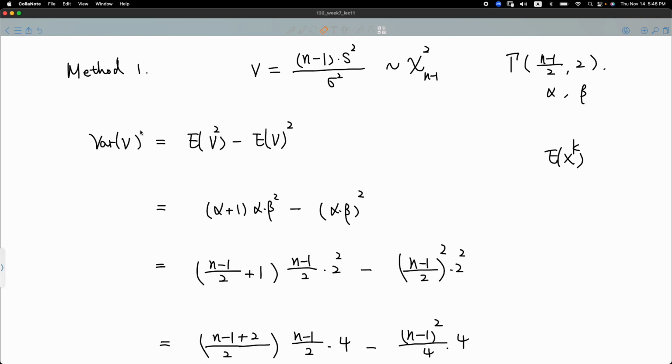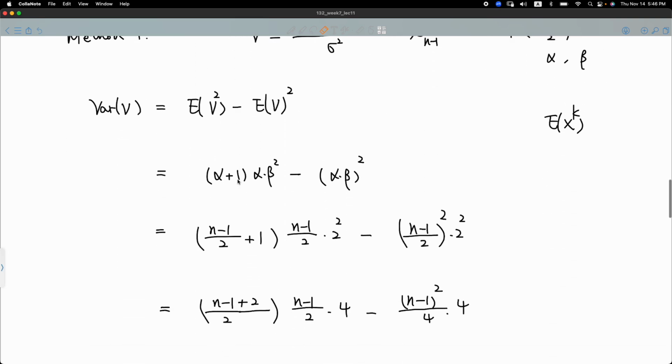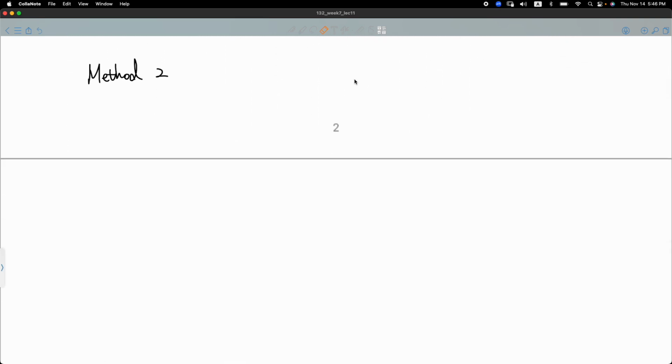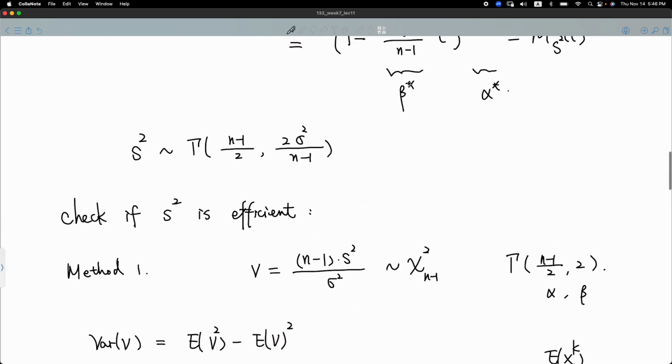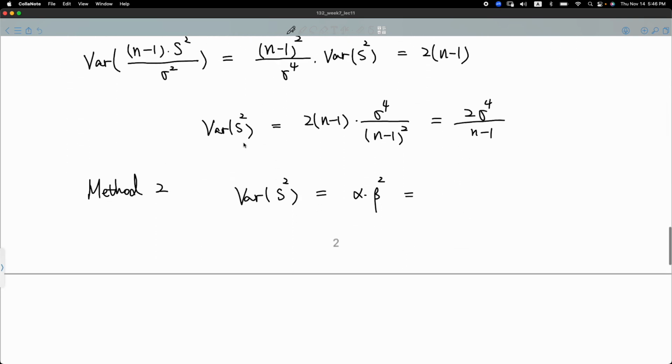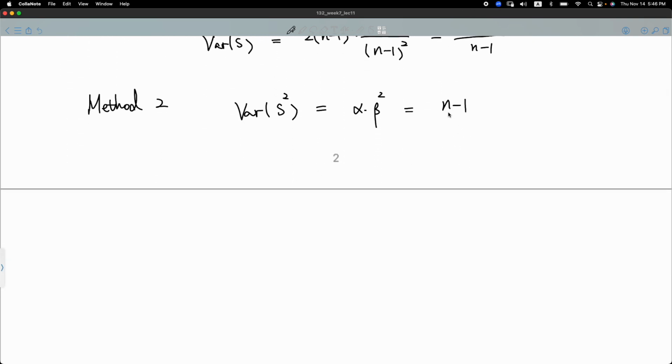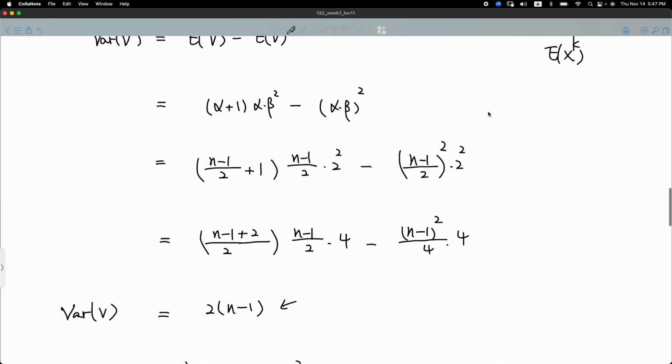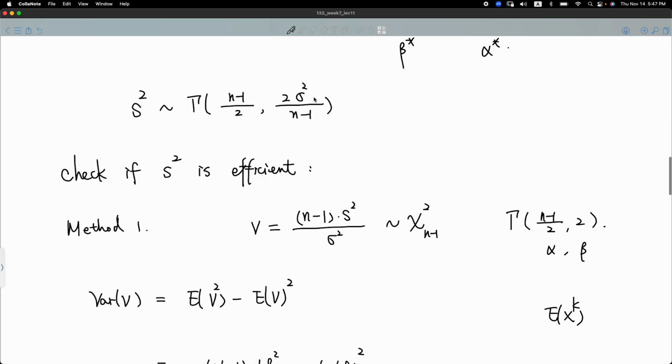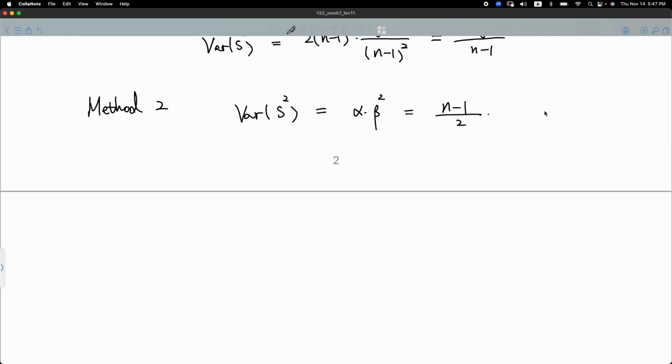Method 1 does not require that you know the distribution for S squared. But if you know the distribution for S squared as we derived here, then you can directly calculate the variance of S squared. So the variance of S squared, as we already know that S squared follows a gamma distribution, we can directly apply that it should be alpha beta squared. And then the alpha is equal to n minus 1 over 2, and the beta is 2 sigma squared over n minus 1.